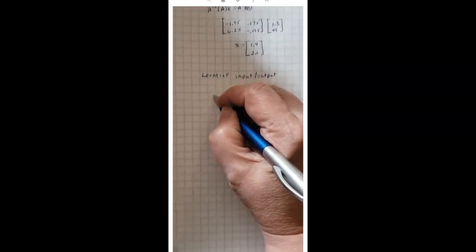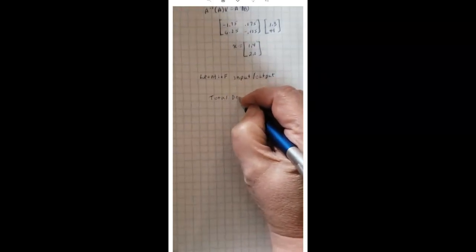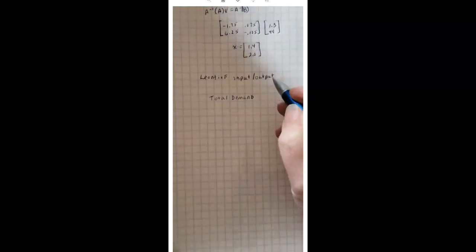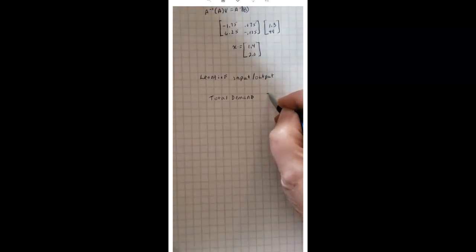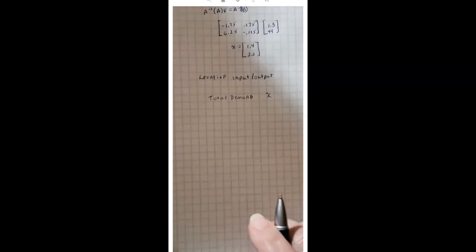Then we have what we call the total demand, which is what we need to find out, or sometimes what we know we have to have. So that would be basically put in some sort of matrix. We're just going to call it X. Okay.